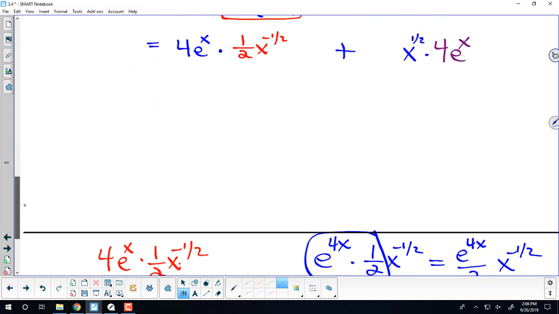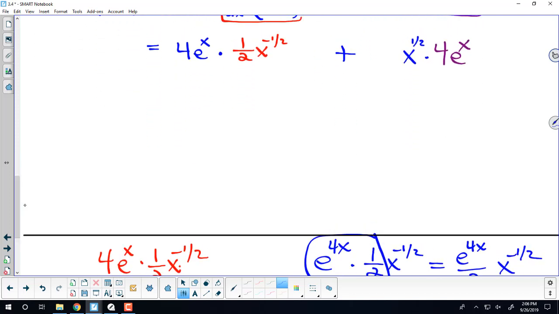All right, I think initially this is what you want to aim for. We're getting the hang of the product rule. Is that the final answer? Well, I mean, we could combine the 4 and the 1/2 here.